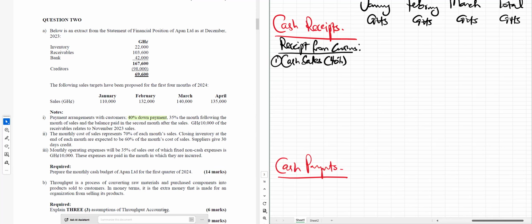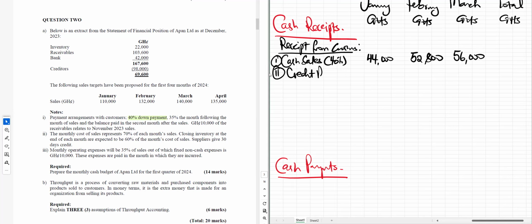So 40% of the 110,000 sales that they've given us, that's 44,000. So immediately I record that 44,000. Then the next one, 40% of 132,000. I record it. That's 52,800. 40% of 140,000, that's 56,000. I record it. Straightforward, these are cash sales.